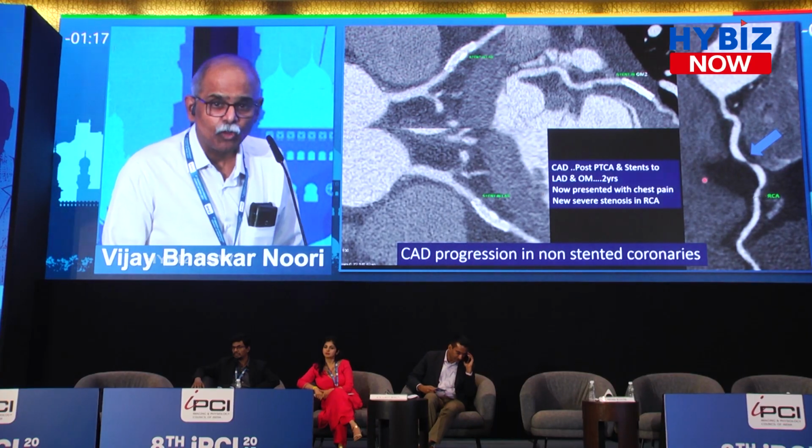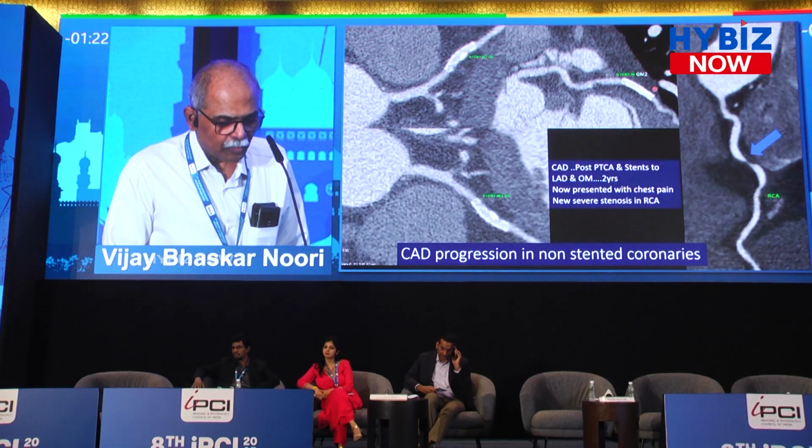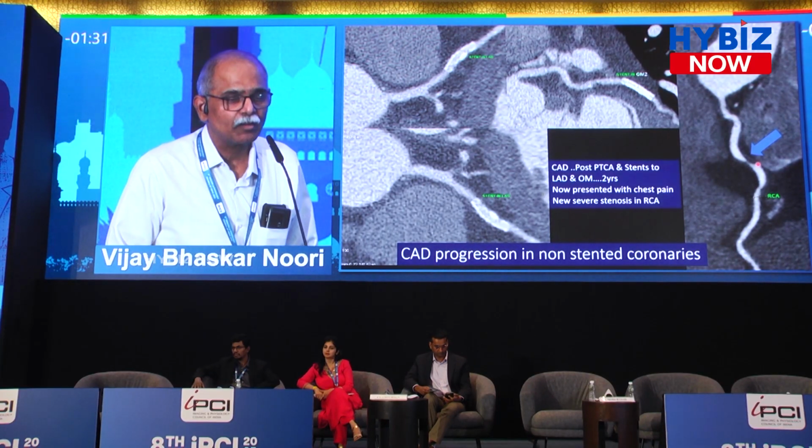Now, in a non-stented vessel, progression of atherosclerosis, you can see here, stent is there in OM2, whereas in RCA, again, there is a lesion that's coming up, in a patient who has presented with chest pain post-stent. You can see in the non-stented vessels also, atherosclerosis can be picked up by doing a CT scan.